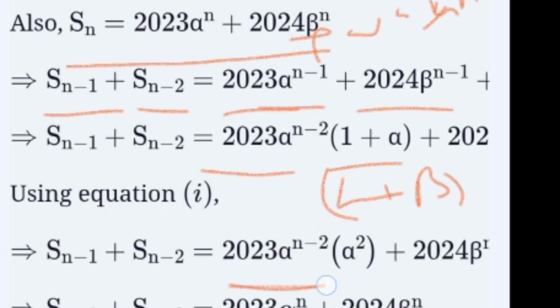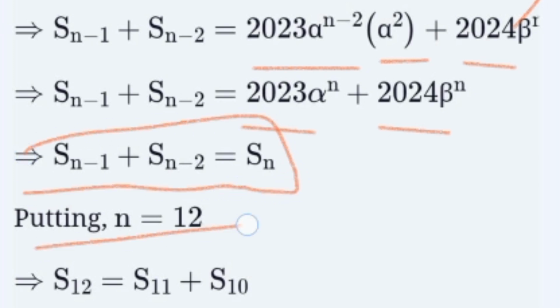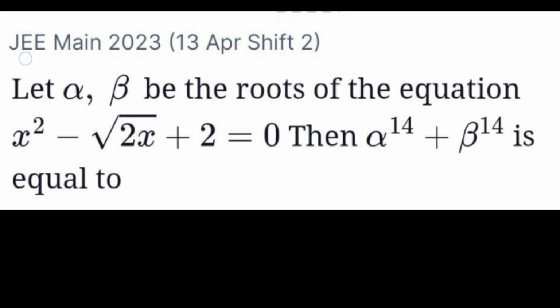Now 2023 alpha power n minus 2, this is alpha square. So 2024, this is beta square. Now 2023 alpha power n plus 2024 beta power n. That means Sn minus 1 plus Sn minus 2 is equal to Sn. So put n is equal to 12, S12 equal to S10 plus S11. This is the answer. JEE Mains 2023, one more bit.